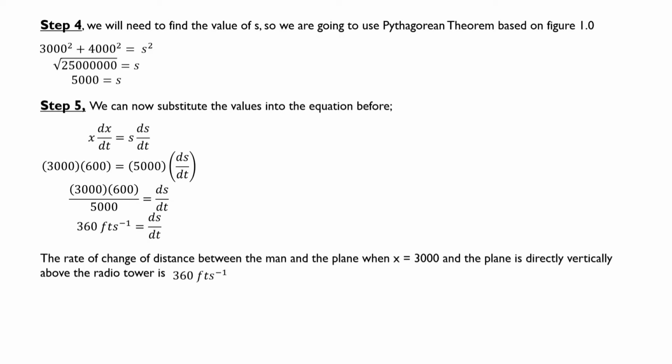Next, step 5, we can now substitute the values into the equation from before. x times dx over dt equals s times ds over dt. x is 3000, dx over dt is 600, s is 5000, and ds over dt is the one we are going to find. After a few calculations, we get ds over dt equal to 360 feet per second. The rate of change of distance between the man and the plane when x is 3000 feet and the plane is directly vertically above the radio tower is 360 feet per second.